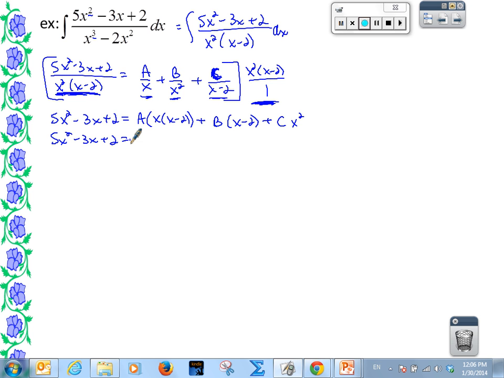So in my first term, I have x squared minus 2x, so it's going to be A x squared. Then distribute: I have minus 2xA, so I'm going to put minus 2A x, with the x on the end, which is a little easier when I collect. The next one is going to give us B x minus 2B. And then the last one is plus C x squared.